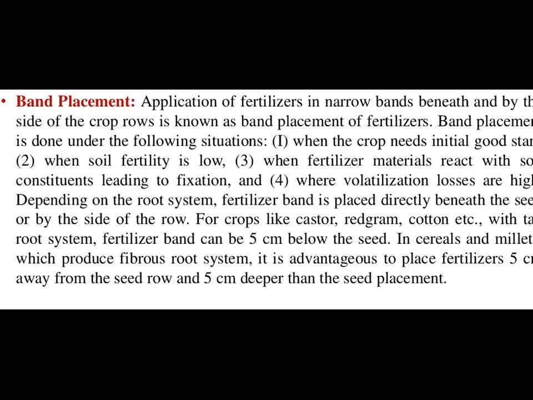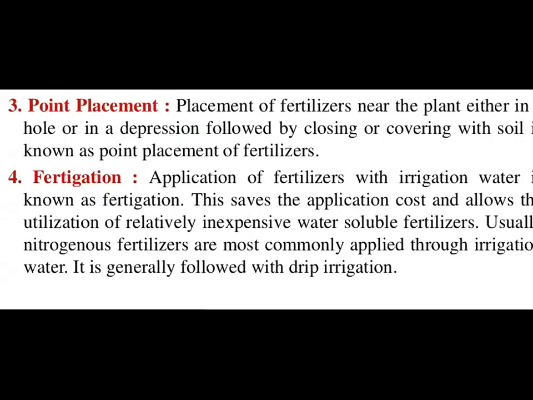Okay. The next method, that is point placement. Placement of fertilizer near the plant, either in a hole or in a ditch or depression, followed by closing or covering with soil, is known as point placement of fertilizer. The fourth method is fertigation. Application of fertilizer through irrigation water is known as fertigation. It saves the application cost and allows utilization of relatively inexpensive water soluble fertilizer. It is generally followed by drip irrigation.